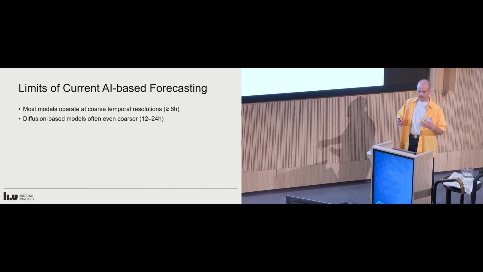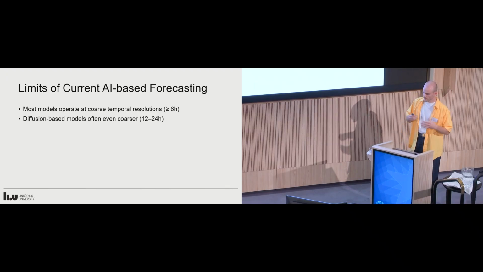And so we looked at the current AI-based forecasting methods, and we saw that most of them operated at a fairly coarse temporal resolution. So 6 hours or more. And when we looked at the diffusion-based ones, such as the GenCast one before, we saw that these had an even coarser 12 or even 24-hour resolution. And I mean, this is very far from the NWP standards where you have a resolution of sub 1 hour.